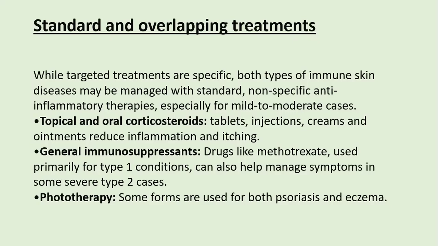These drugs are effective against both type 1 and type 2 immune responses, and they are the topical and oral corticosteroids: tablets, injections, creams, and ointments. General immunosuppressants like methotrexate are primarily for type 1, and can also manage the symptoms in type 2. Then phototherapies are helpful in both psoriasis as well as in eczema.